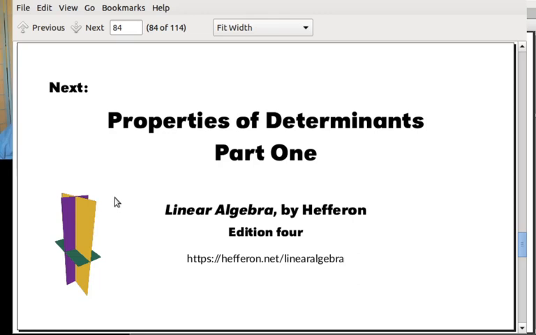Okay, so next time we'll talk about the properties of determinant, and we'll start developing the formula that computes the determinant function, and that therefore shows that there is a determinant function.